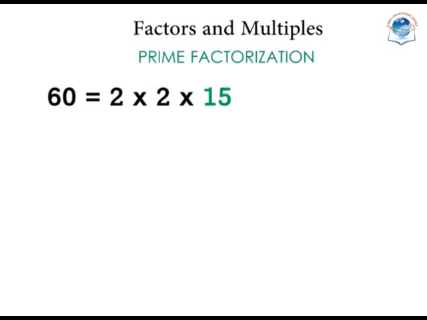15 is still a composite number. It can be divided by 3 to give 5. So we have 60 is equal to 2 times 2 times 3 times 5. 3 and 5 are prime numbers, and therefore we have completely factorized the number 60. We see 2 here is multiplied with itself 2 times. And so we write it as 2 raised to power 2. And then we have times 3 times 5.